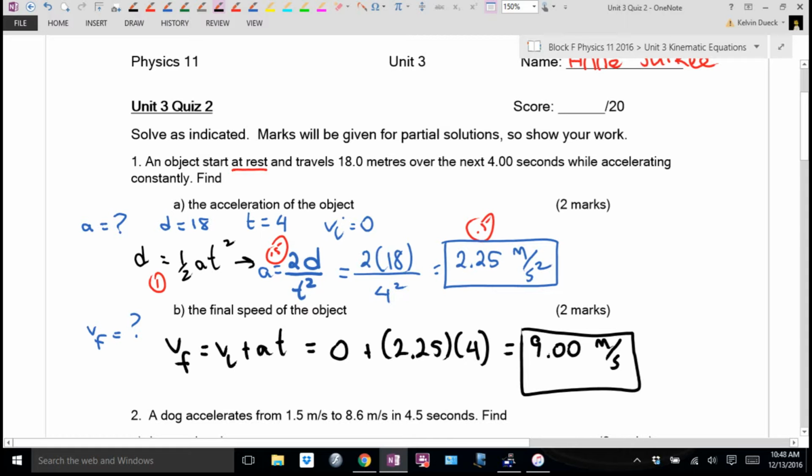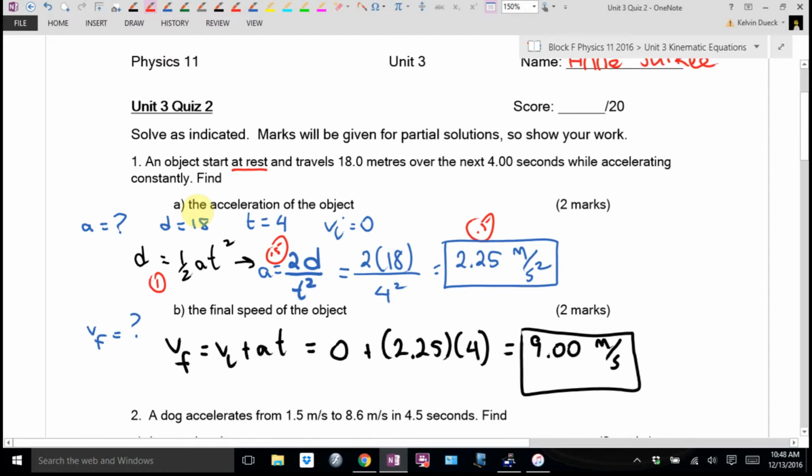How many of you used this one? The one that I used. How many of you used the D equals 0.5 bracket VI plus VF times T? Got the same answer, I trust? A little more work. How many of you used VF squared equals VI squared plus 2AD? Okay, I think those are the only 3. I don't think you could use D equals VIT plus a half AT squared because there's no VF in there. Different approaches, but you would have got the same answer no matter what.